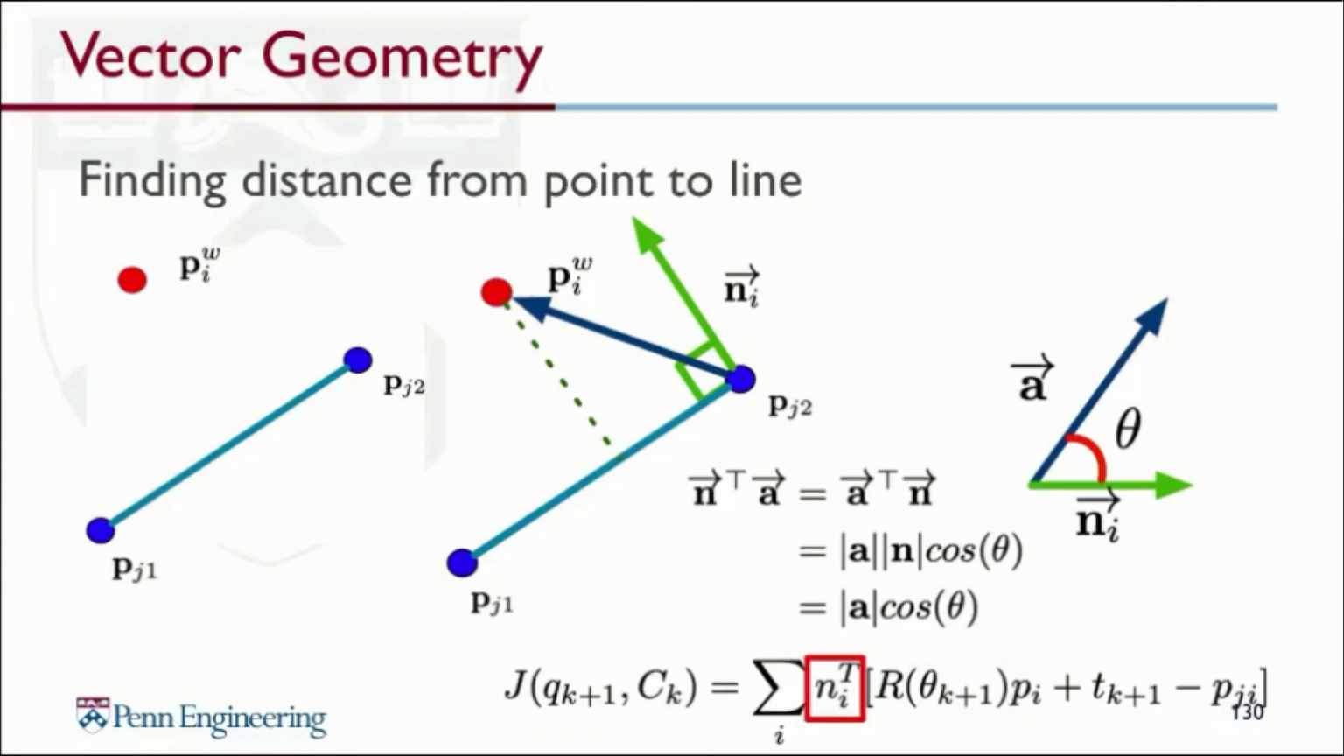n_i is the normal vector for the line segment. And finally, this is the inner product which computes the distance from the transformed point to the line segment that is corresponding to that point. Thus, the objective is simply summing up all of these distances between the point of one set and the corresponding line segments.